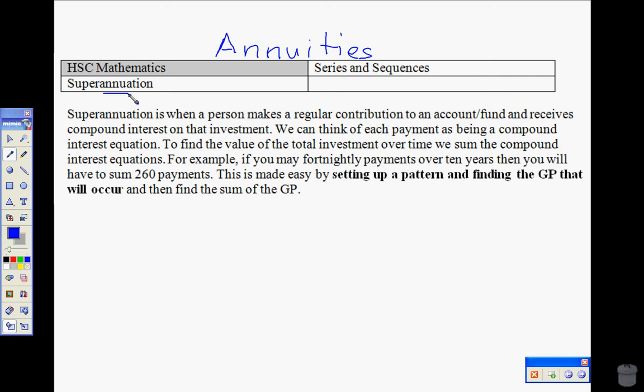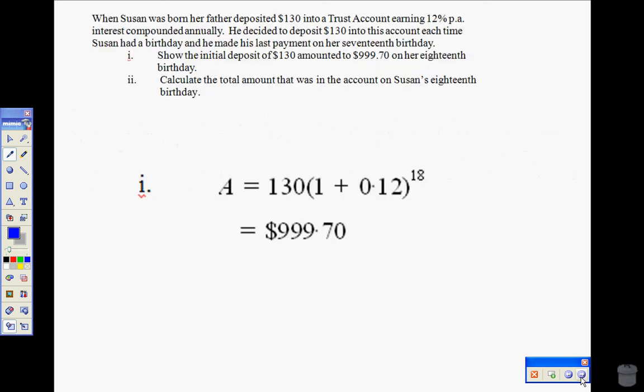So what these questions basically come down to is a sum of a lot of compound interest questions, and fortunately in these problems, they form nice patterns. And what we want to do is find that pattern, look at what the geometric progression comes out as, and then we're able to find the total amount that's earned by regular contributions over time. And it is closely related to compound interest. Let's have a look at the first one.